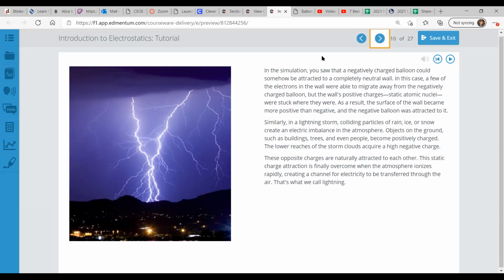Similarly, in a lightning storm, colliding particles of rain, ice, or snow create an electric imbalance in the atmosphere. Objects on the ground, such as buildings, trees, and even people, become positively charged. The lower reaches of the storm clouds acquire a high negative charge. These opposite charges are naturally attracted to each other. This static charge attraction is finally overcome when the atmosphere ionizes rapidly, creating a channel for electricity to be transferred through the air. That's what we call lightning.